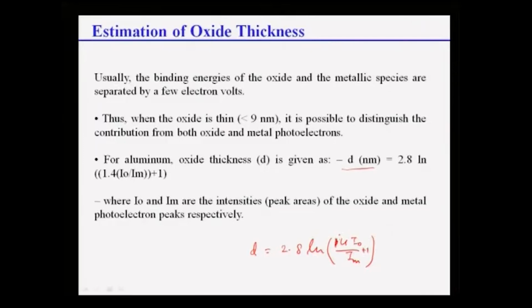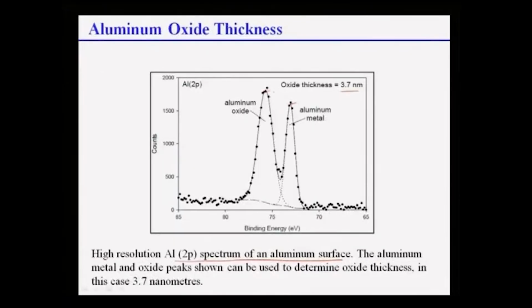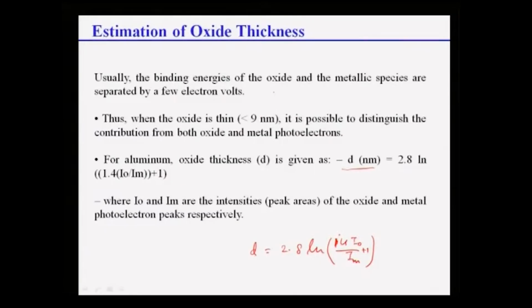So, Io is basically the intensity of the oxide peak and Im is the intensity of the metal peak. That means if I know the intensities of these two, the oxide and metal peaks, I can put them in here and find out the thickness, and this is only possible when the thickness is less than 9 nanometers. If it is more than that, then it may not be possible to distinguish between these contributions and this fails. This is done for many other oxides.